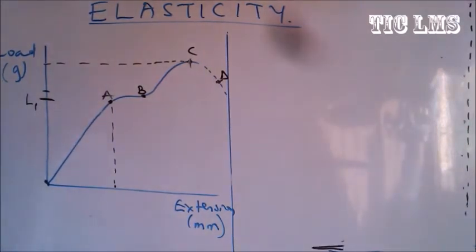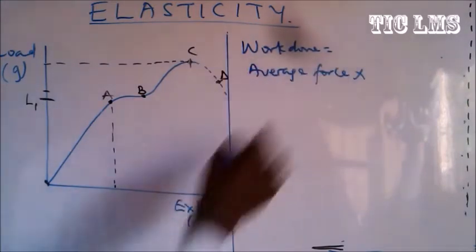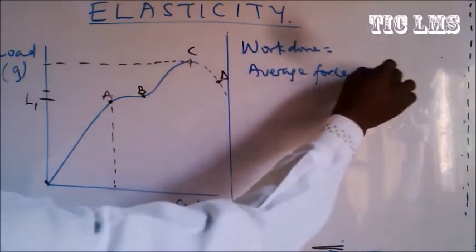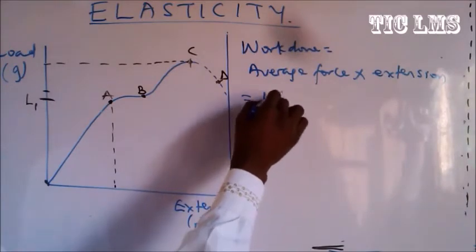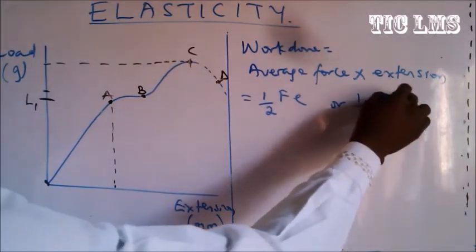Alright, and lastly, we look at work done in stretching springs and elastic strings. We have the work done to be average force multiplied by extension, and this is taken as half Fe or half Ke squared.